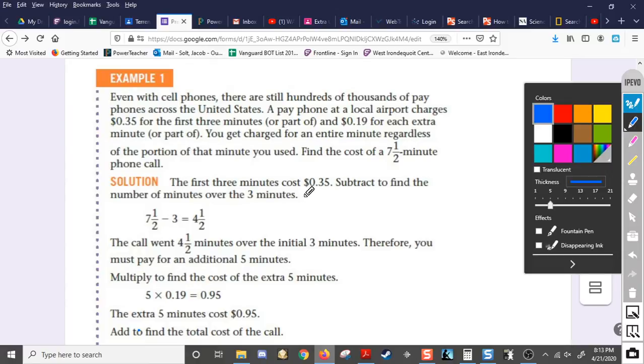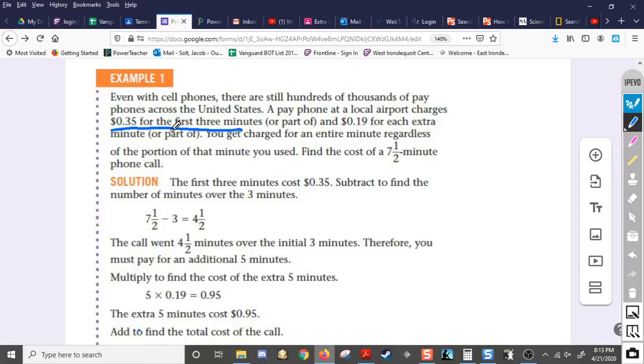Okay. So first thing we're going to do is say the first 3 minutes cost 35 cents. Remember the first 3 minutes? The first 3 minutes here cost 35 cents. So we're going to have a function here. Eventually I want you to think about these in terms of functions, though you don't need to do that at this point. But I want you to think of it as a 35-cent charge, and in addition to that charge, I'm going to get charged 19 cents for every minute.